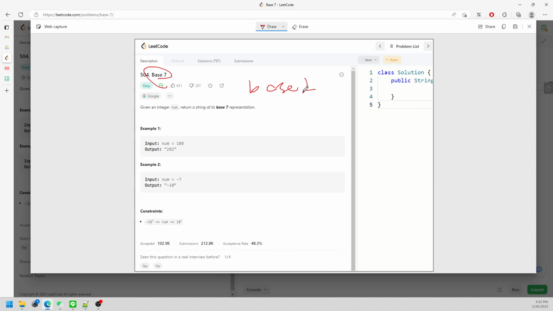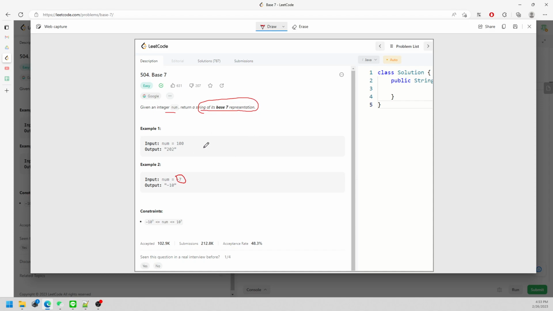In base 2, there's no positive and negative, until you are trying to do the complementation, something like this, and then you will get a negative sign. But in this one you have a negative value, and you still have to convert from the integer nums to the base 7 representation in string format.